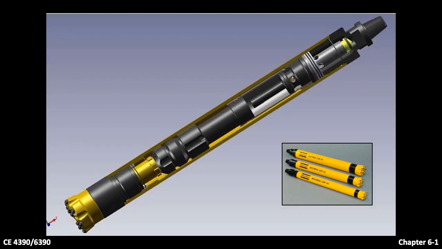The figure in the bottom right corner illustrates the downhole percussion drill. Let's have a section cut of it. And this is the bottom hammer.